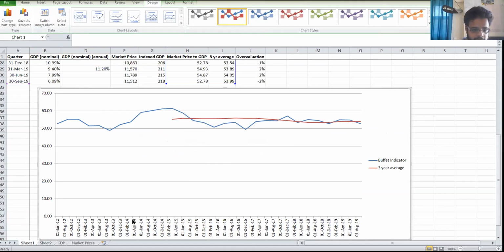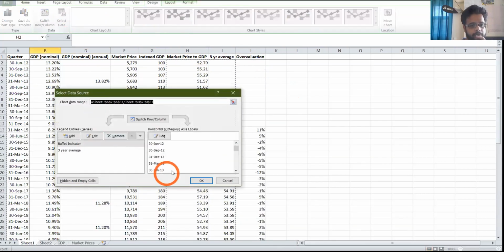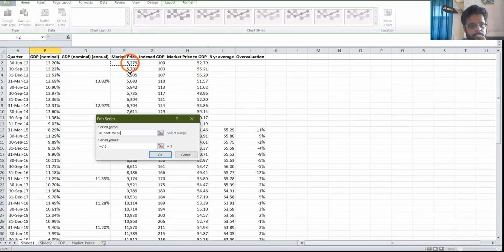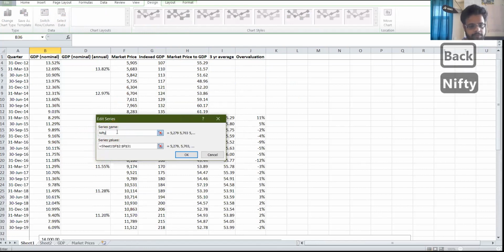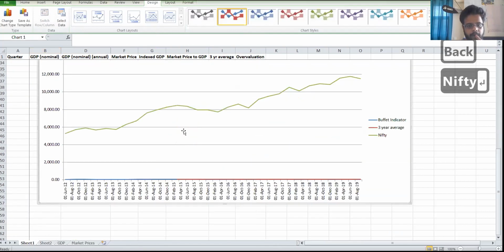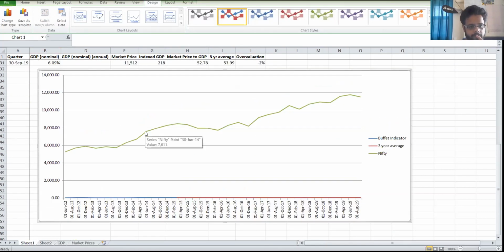This also gives us a fair value because in May 2014, when the Indian elections happened, the market was fairly overvalued. Then again in May 2019, somewhere over here, the market seems to be fairly valued. Now, how has the Nifty behaved during this time? So I'll take another data set. I'll take the Nifty. Nifty behaves in a different chart altogether.